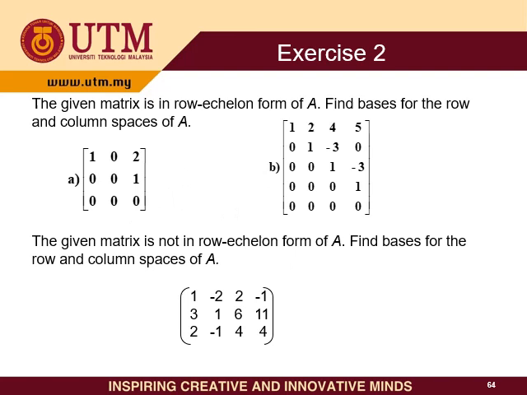And then exercise number 2, we have 2 types here. One, the given matrix is in row echelon form already, and find the basis for the row and column spaces of A. We have 2 here, A and B, in row echelon form. And the second one is where they give you a matrix not in row echelon form. Again, the same question: find the basis for the row and column spaces of A. Okay, I want you to complete these two exercises. Alright, and as usual, we will discuss the exercises in our next class.